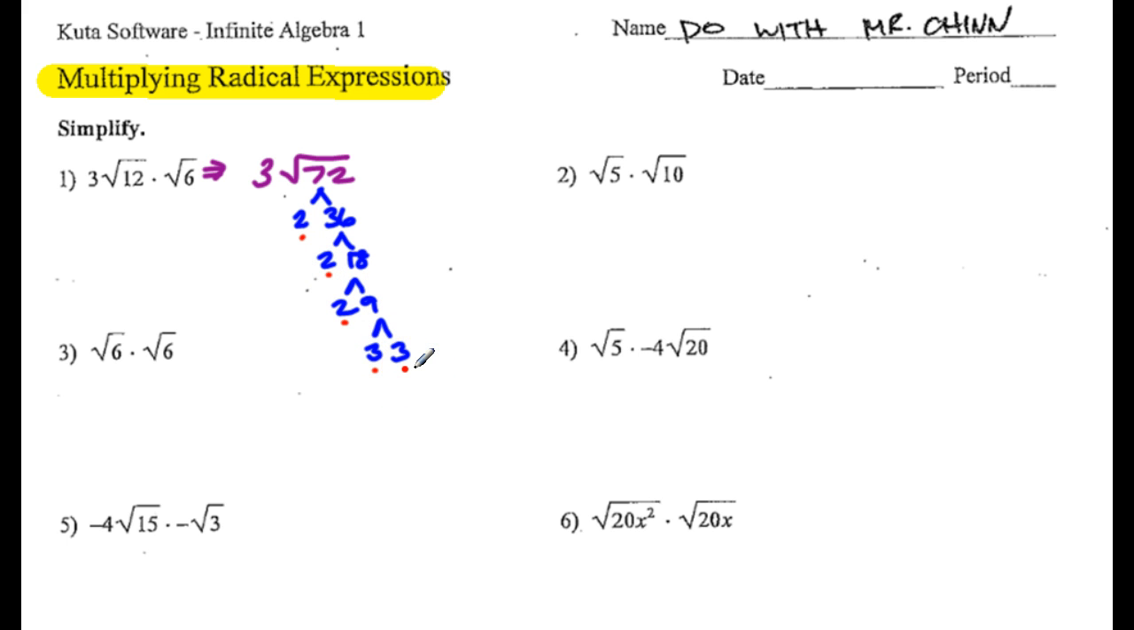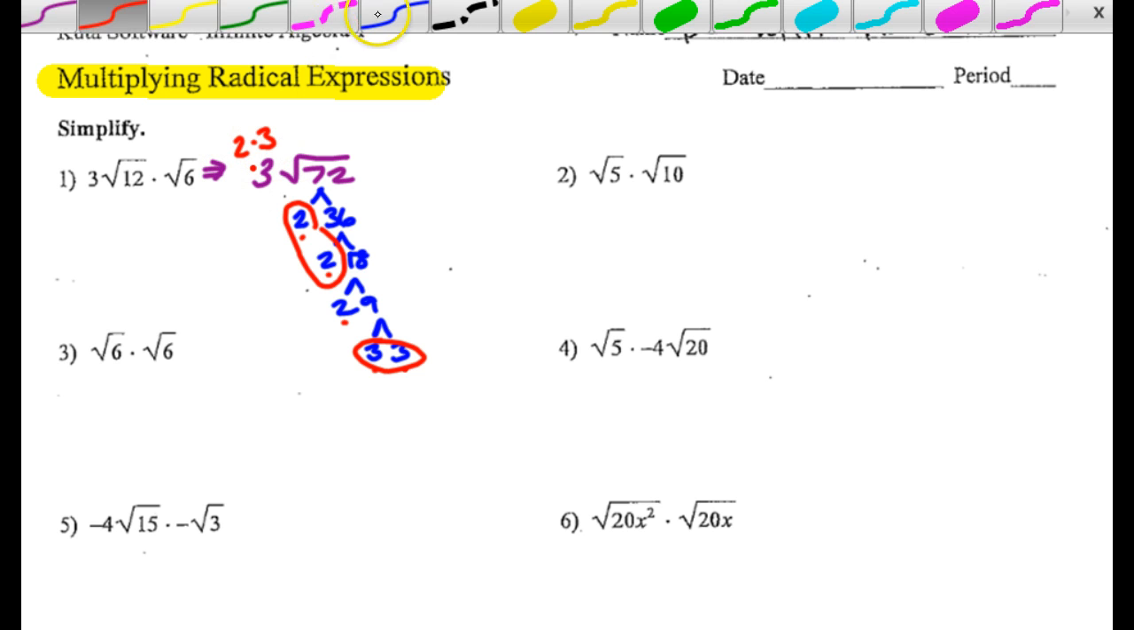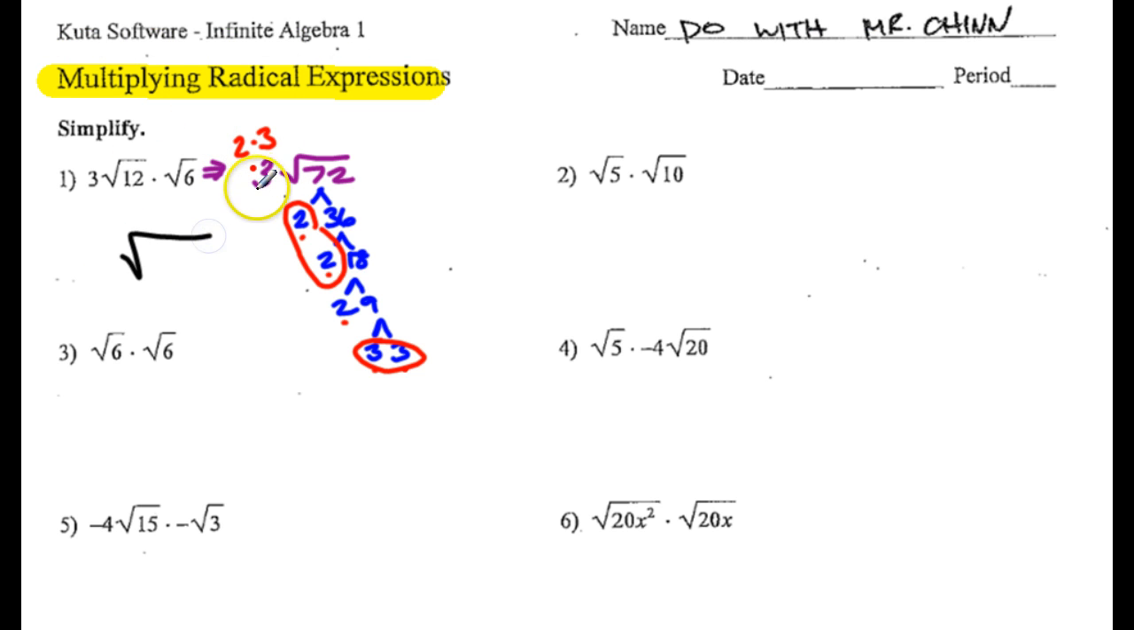Remember the rhyme, squares is pairs. So I'm going to put all my pairs out. I have a pair of 2s, and I have a pair of 3s. Alright? So each of those pairs is going to come out. Keep in mind, a 2 is going to come out, a 3 is going to come out, there's already a 3, so it's 2 times 3 times 3. I'm just going to multiply everything on the outside. So my final answer on the outside will be 2 times 3 is 6, 6 times 3 is 18.